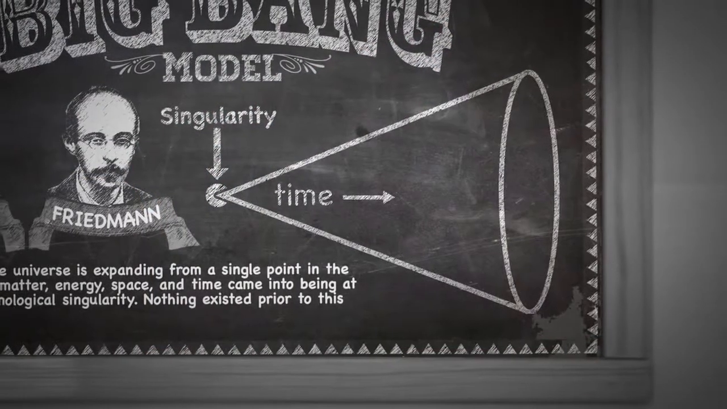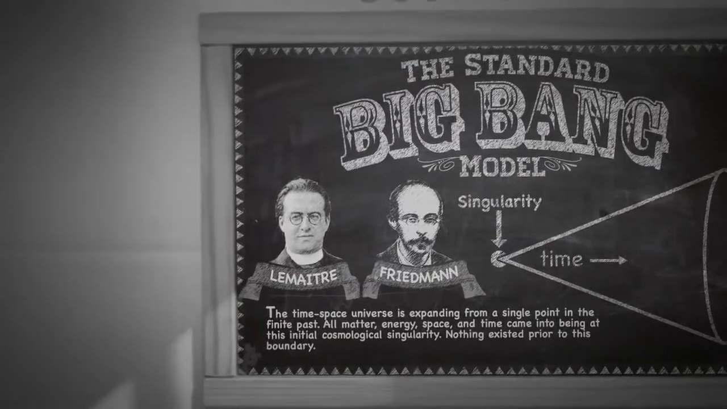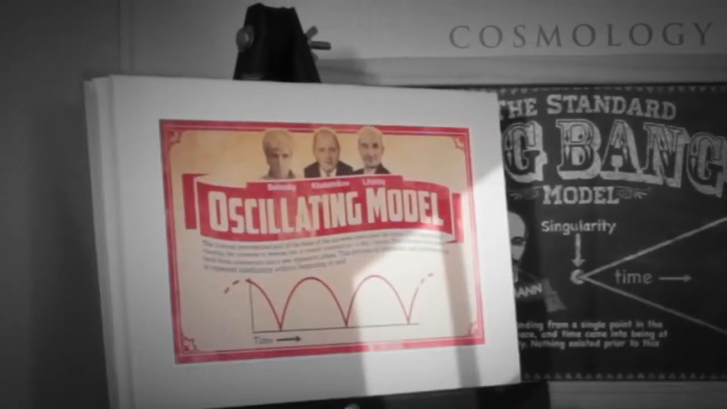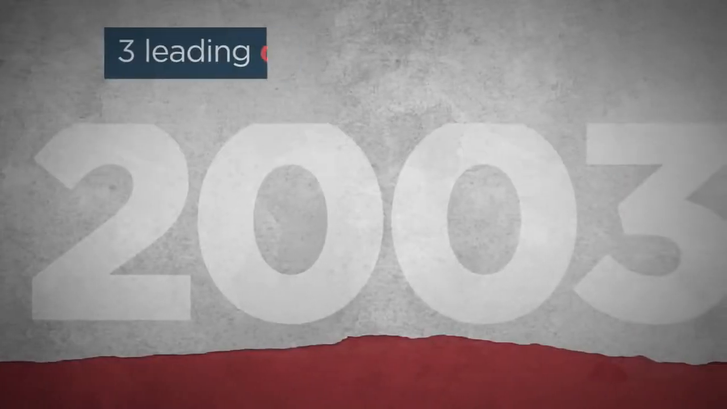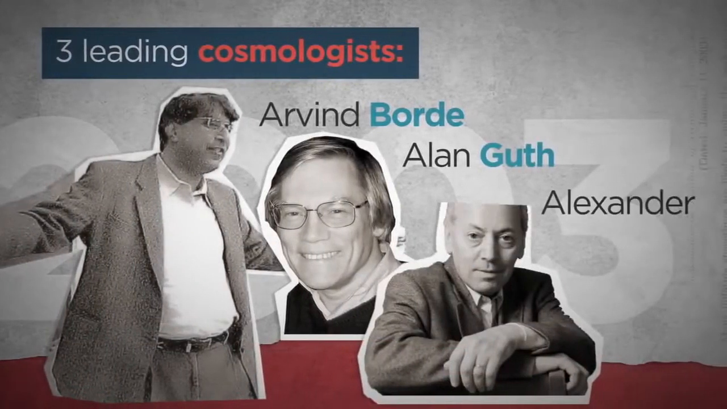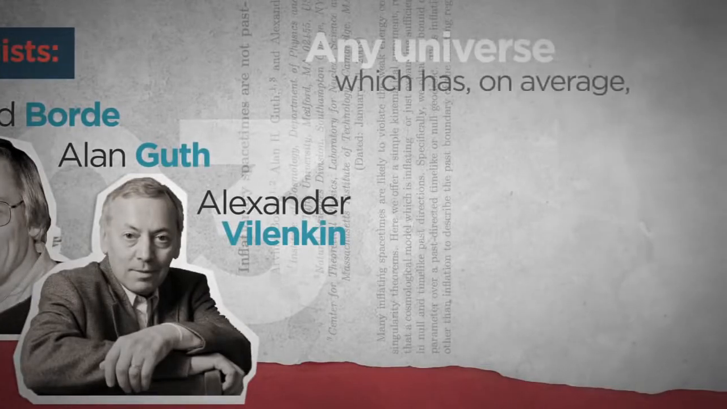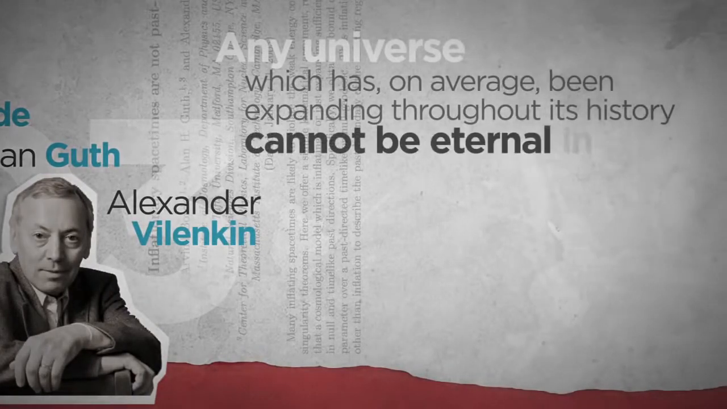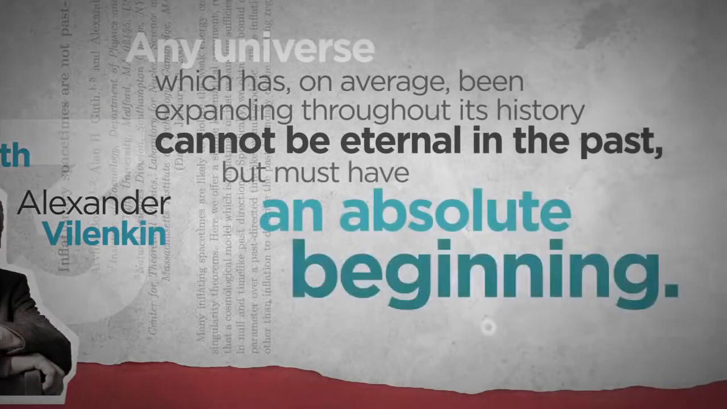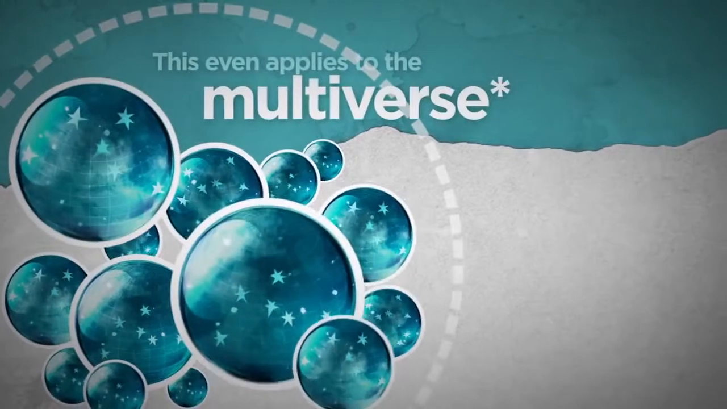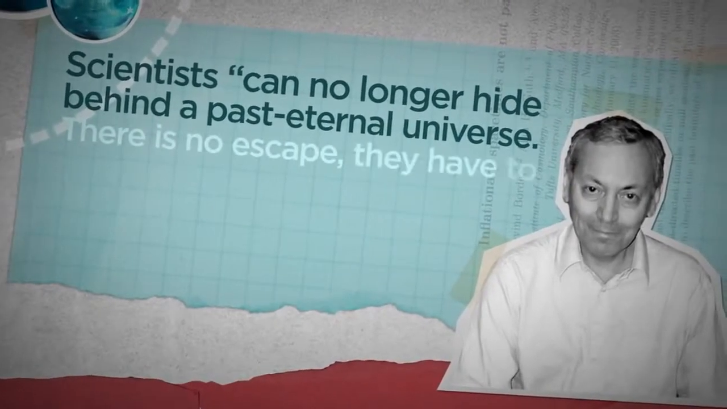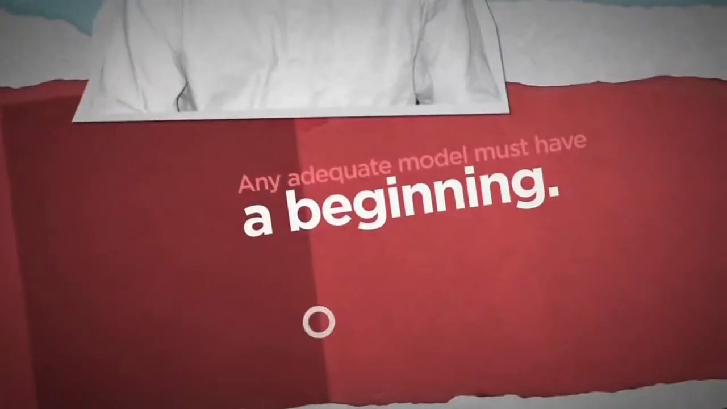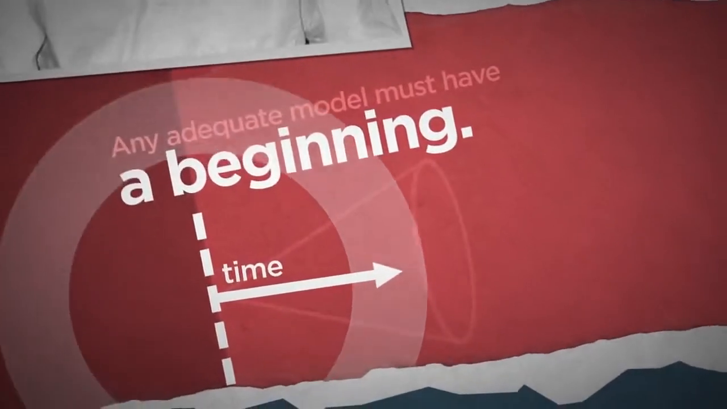However, not everyone is fond of a finite universe. So it wasn't long before alternative models popped into existence, but one by one, these models failed to stand the test of time. More recently, 3 leading cosmologists, Arvind Borde, Alan Guth, and Alexander Vilenkin, prove that any universe which has on average been expanding throughout its history cannot be eternal in the past, but must have an absolute beginning. This even applies to the multiverse, if there is such a thing. This means that scientists can no longer hide behind a past eternal universe. There is no escape. They have to face the problem of a cosmic beginning. Any adequate model must have a beginning, just like the standard model.